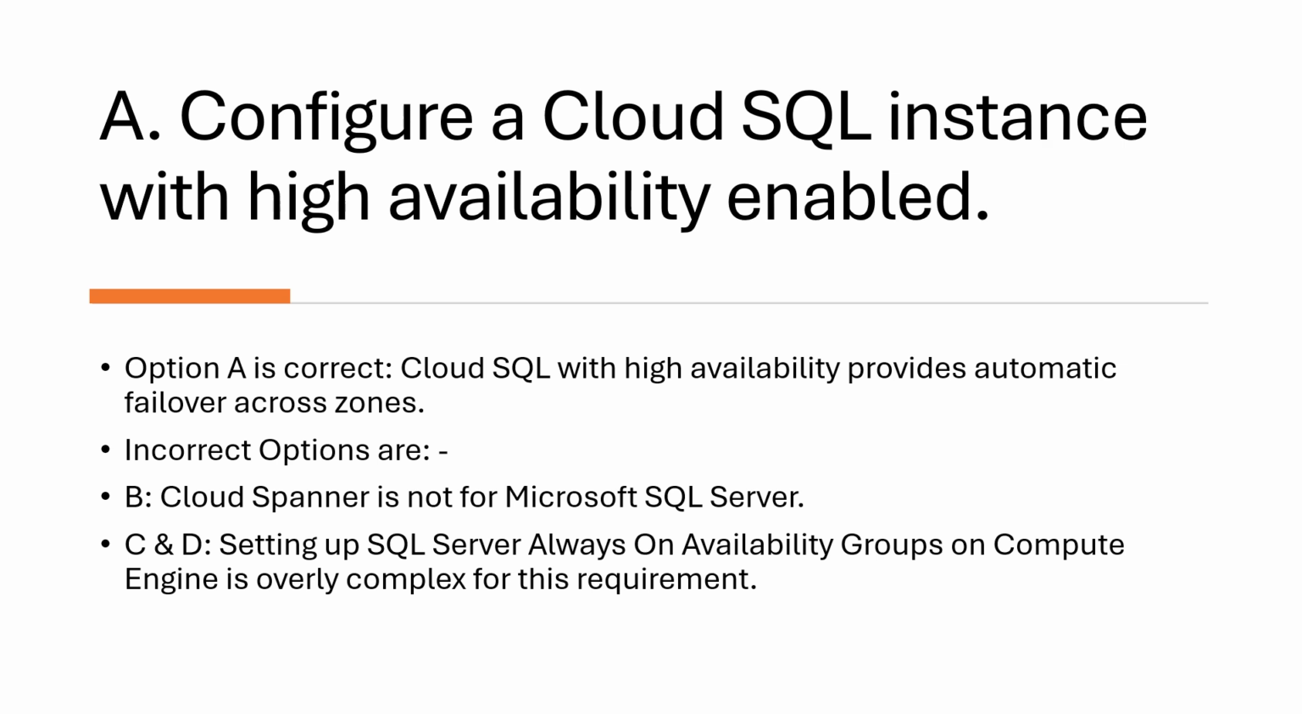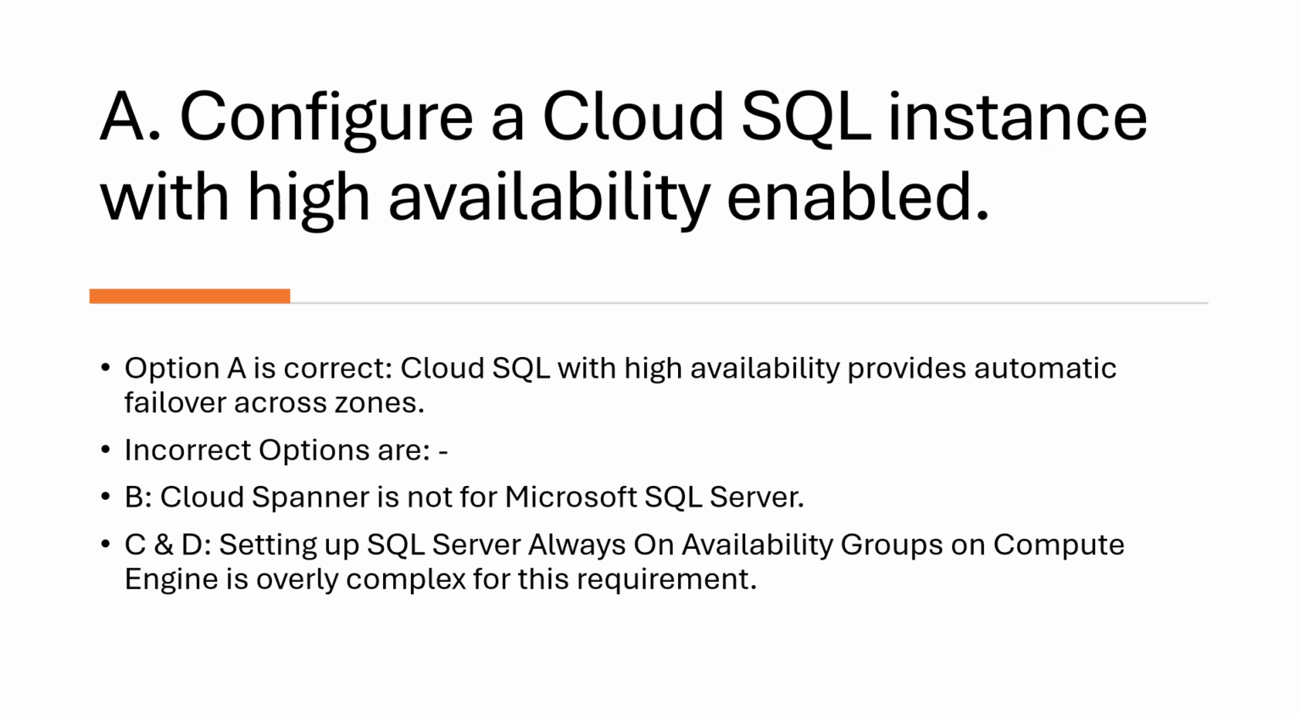Options C and D involve setting up SQL Server on Compute Engine using Always-on Availability Groups, AAGs, with Windows Failover Clustering, WFC. While this approach can achieve high availability, it requires significant manual configuration, management, and maintenance of the VMs, OS, SQL Server, and clustering setup. Cloud Spanner, option B, is a globally distributed database service, not directly intended for SQL Server deployments, and would be an inappropriate choice for migrating a SQL Server workload.